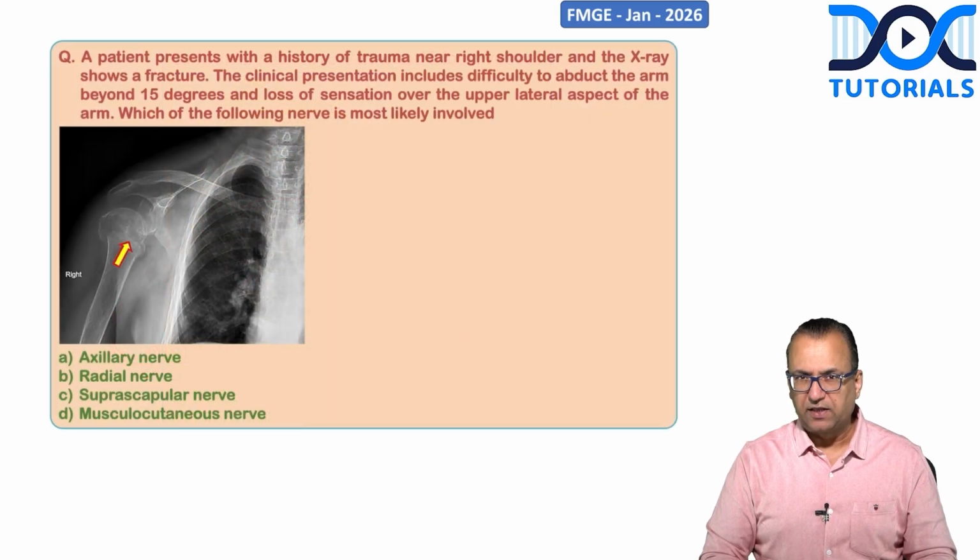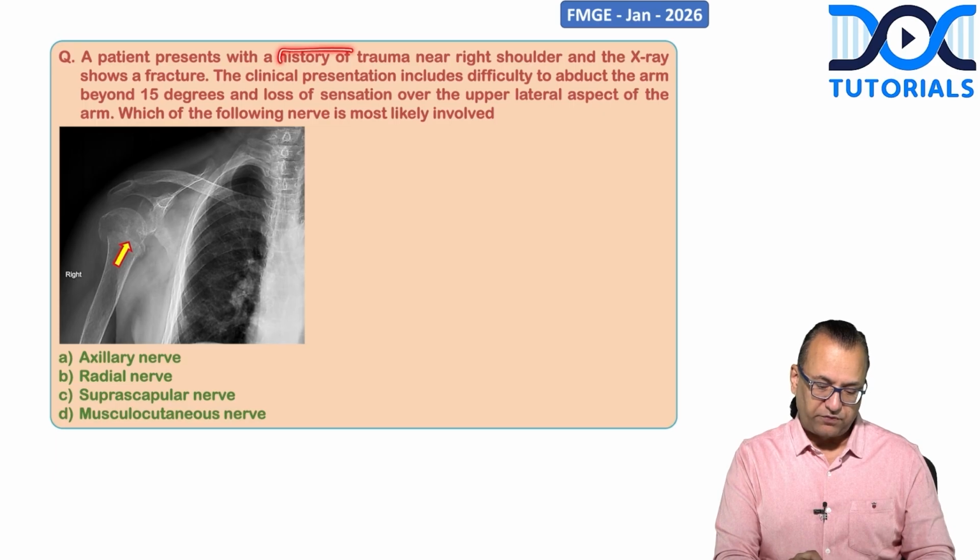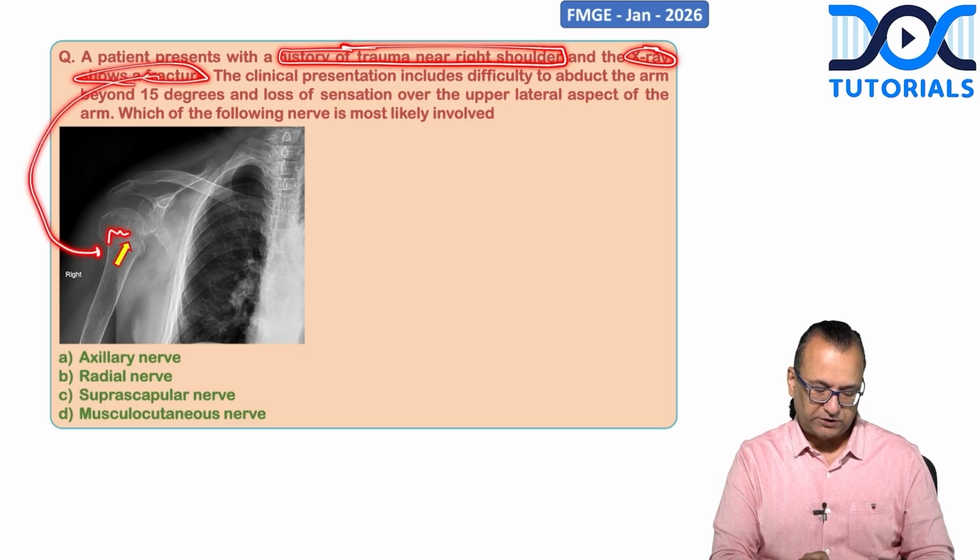One fracture in the upper limb. History of trauma near the right shoulder. The X-ray is showing a fracture: fractured surgical neck of humerus.